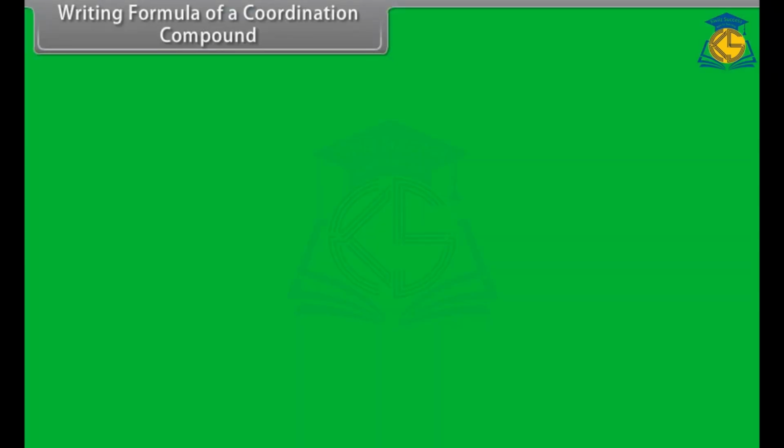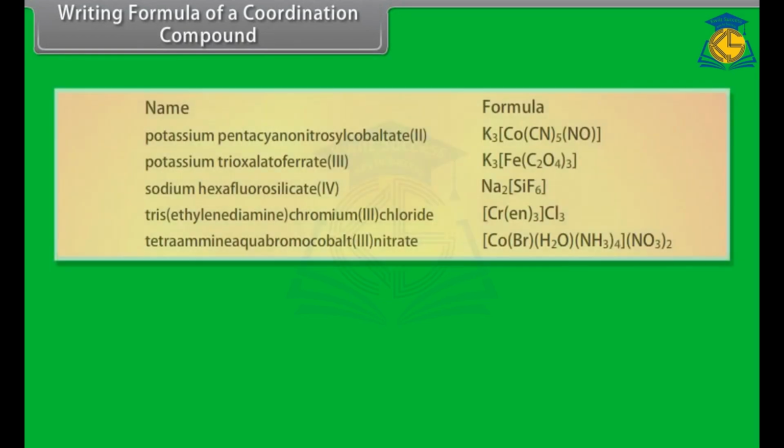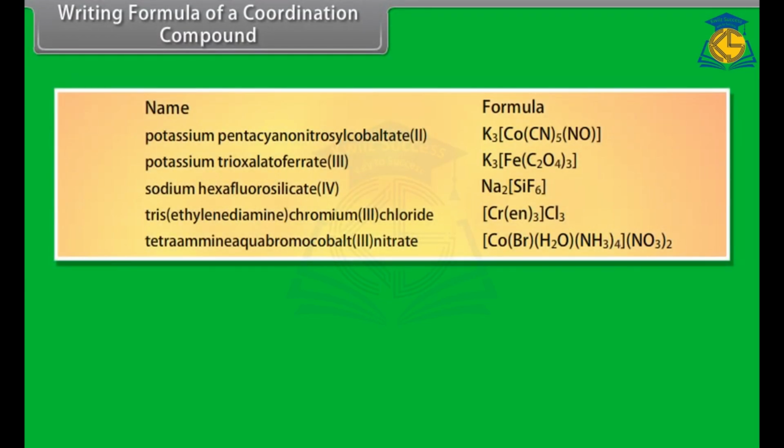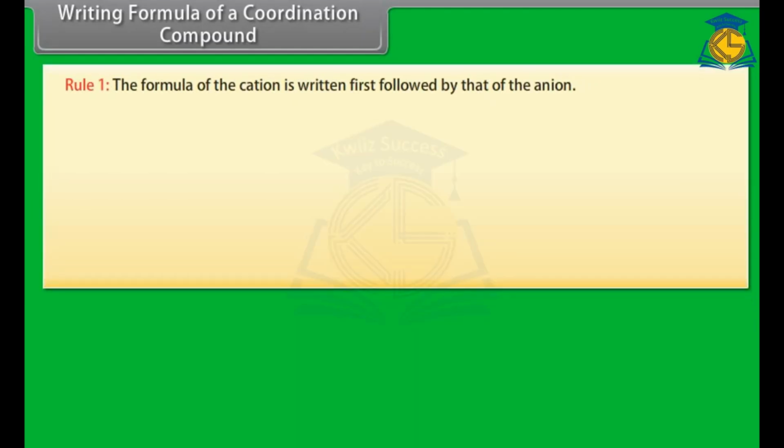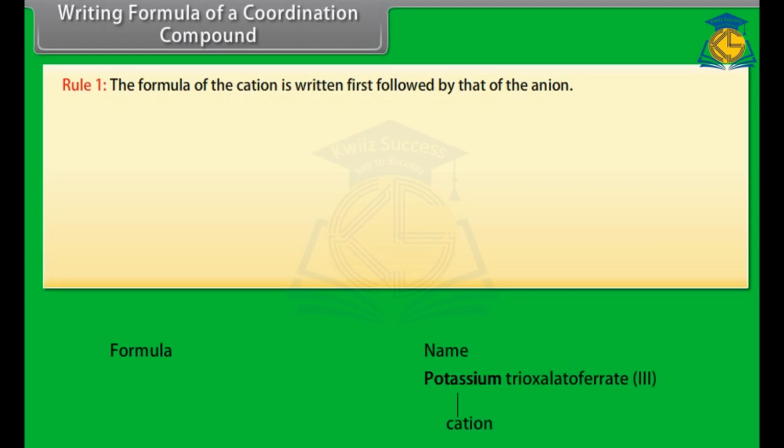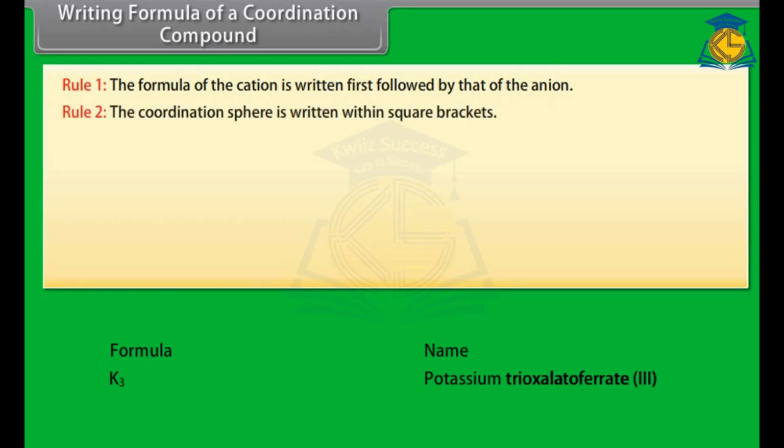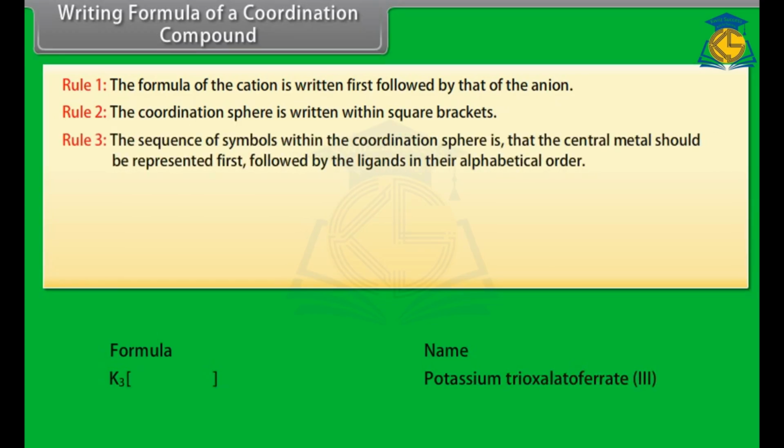Writing formula of a coordination compound. When the name of a coordination compound is given, then some rules are to be followed for writing its formula. Rule 1. The formula of the cation is written first, followed by that of the anion. Rule 2. The coordination sphere is written within square brackets. Rule 3. The sequence of symbols within the coordination sphere is that the central metal should be represented first, followed by the ligands in their alphabetical order.